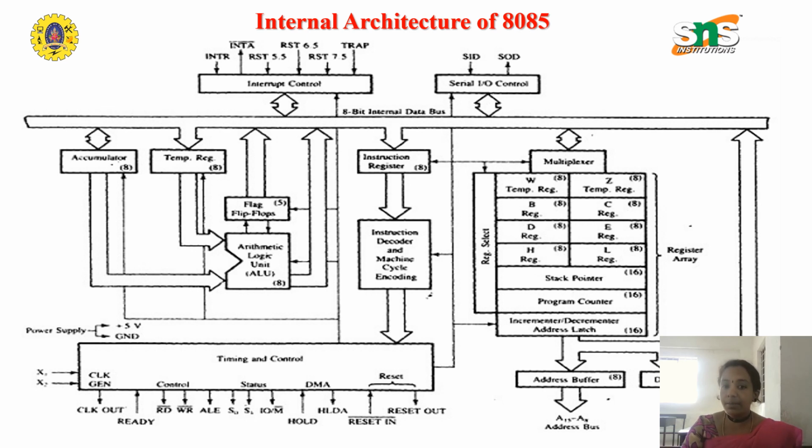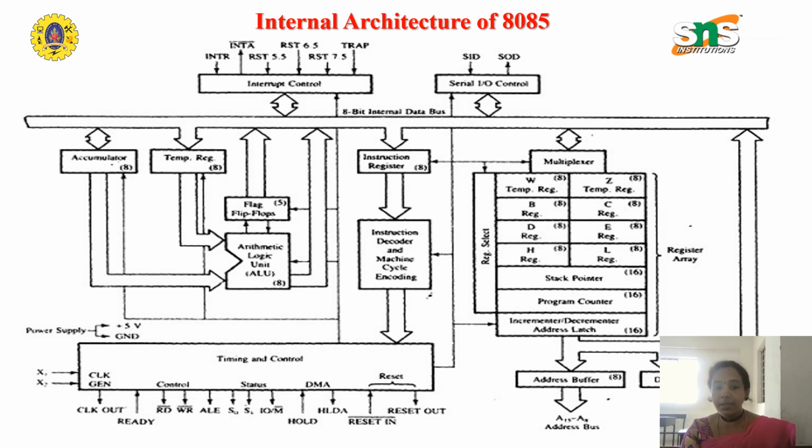So the next one is the 8-bit internal data bus, where the data will be transferred inside the device. The instruction register is used to store the instructions in the device. Then the instruction decoder. A decoder is usually used to decode the data while sending it to another peripheral device, maybe a stepper motor or another interfacing device, and the machine cycle encoding. So the encoding process and the decoding process are performed in the instruction decoder and the machine cycle encoding.